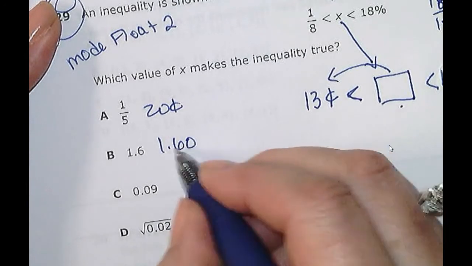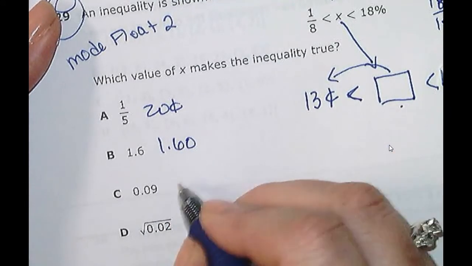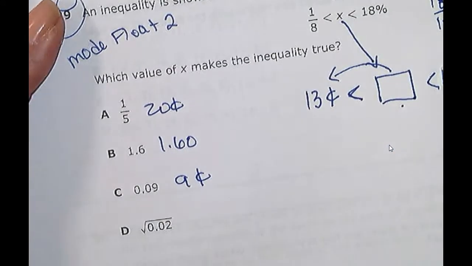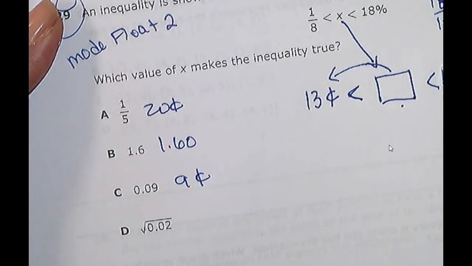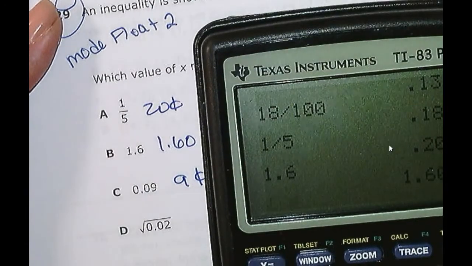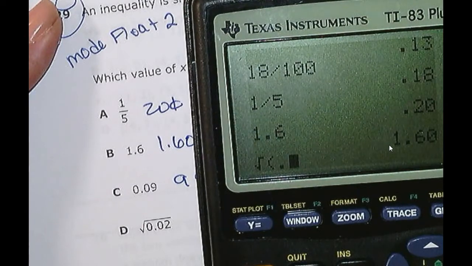Now, wouldn't that be 160? Yes, sure. And that's 9 cents. I'm going to get rid of that decimal so I can convert it to something simpler. Square root 0.02. I don't know. Square root 0.0. Whoops, that's not an O. 02, and close the door if you don't mind.